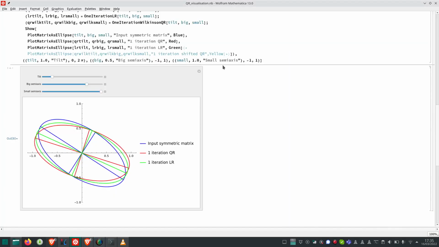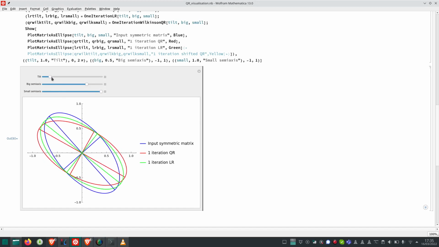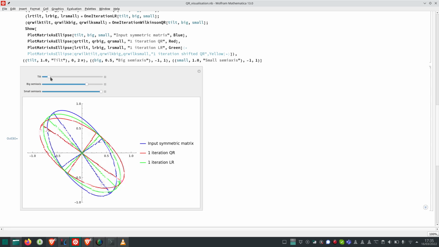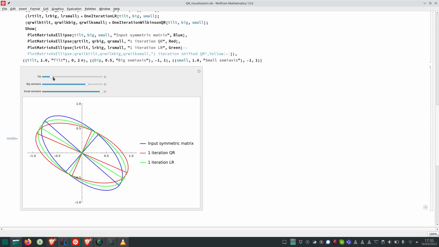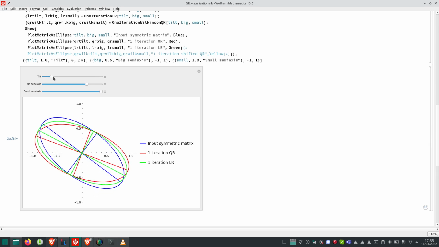We have an interactive visualization of the QR algorithm. The blue ellipse stands for a 2x2 positive semi-definite matrix. The red ellipse is the output of one iteration of the QR algorithm. We can see how the larger semi-axis of the red ellipse makes a smaller angle with the x-axis than the larger semi-axis of the blue ellipse. If we tilt the blue ellipse over to where the red ellipse was, we can see that the subsequent iteration reduces the angle further.